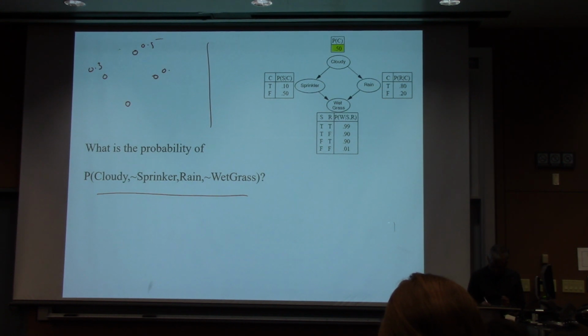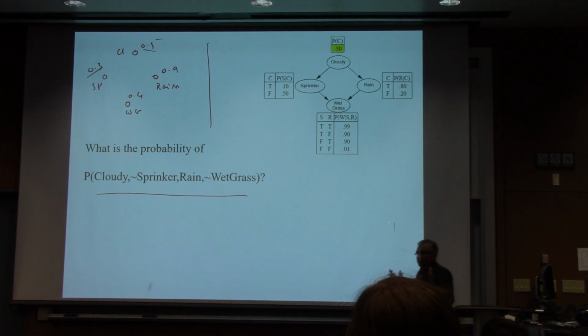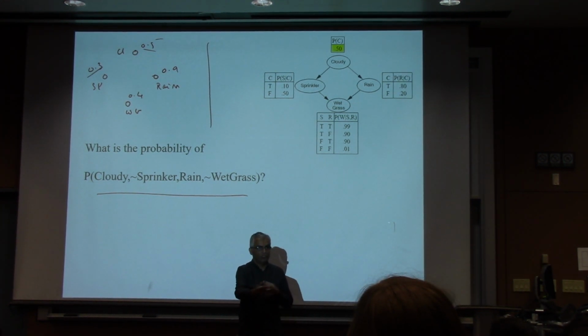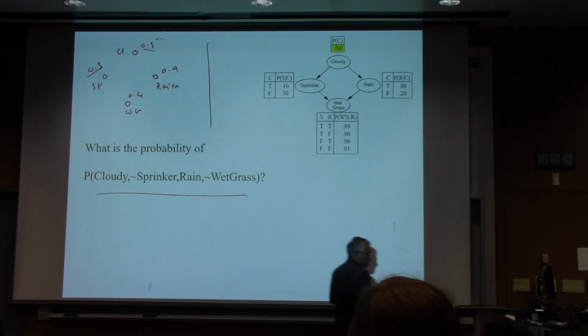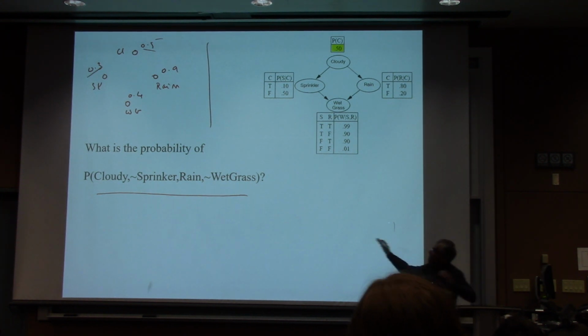So this is cloudy, and this is sprinkler. This is drain, and this is wet grass. And I said this is 0.5, 0.3, 0.9, 0.4. I just made these numbers up. Remember, I'm a Bayesian. I can make up numbers as long as I'm consistent with my use of these numbers. I'm fine. Okay?